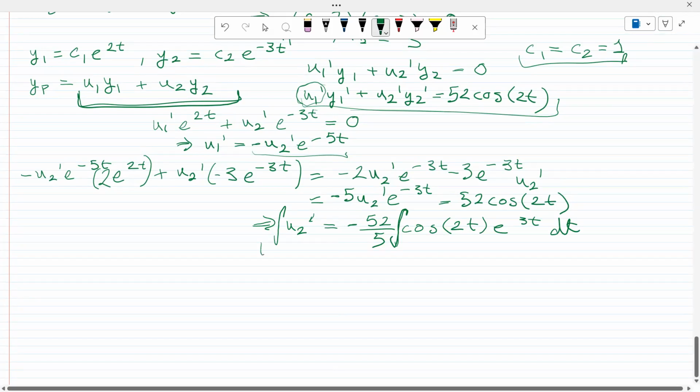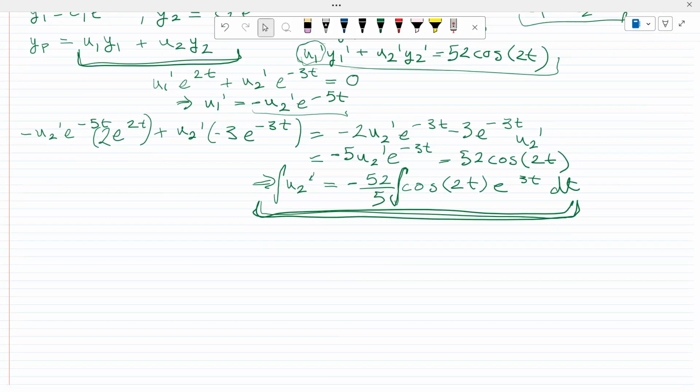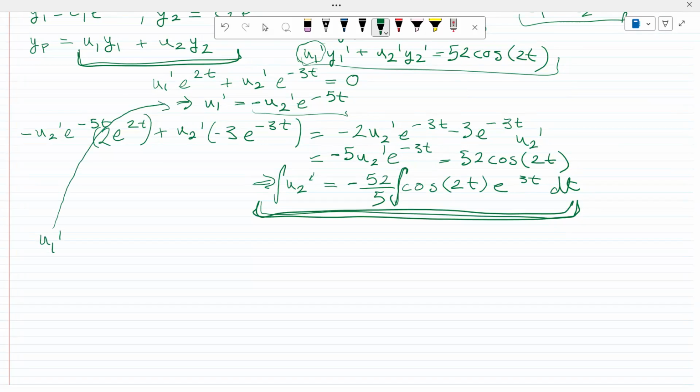So this is a cyclic integral. The computation is very long, and I still have a few more questions that I want to run through, so I won't show all of it. Eventually you'll get your final solution for U2, and then when you solve for U1 prime, we can look back at what we had up here.